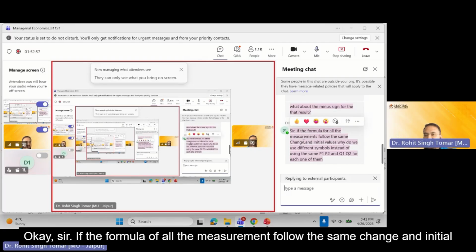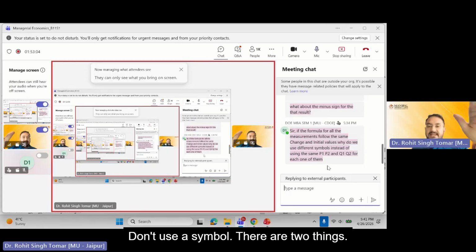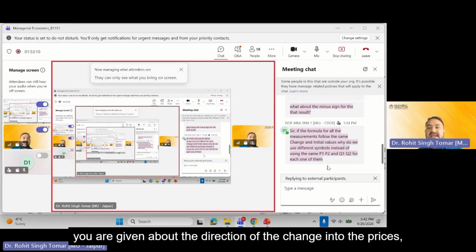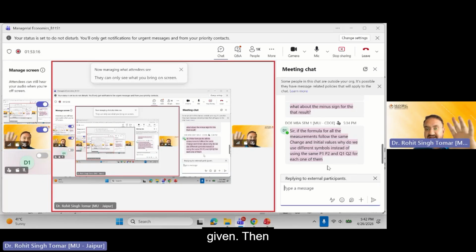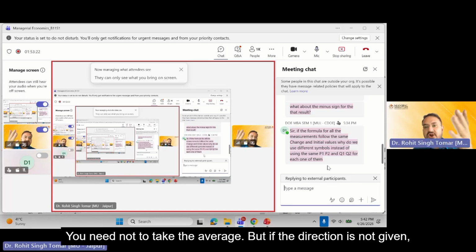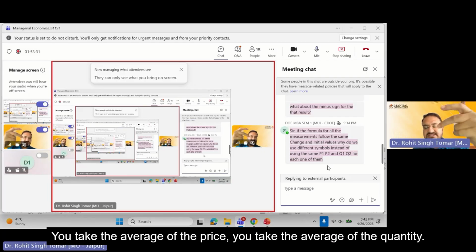Okay, sir, if the formula of all the measurements follows the same change and initial value, why use different ones? It hardly matters. Don't use a symbol. There are two things. However, it matters. Let me tell you. If the direction of the change in prices is given, then you can choose the point elasticity formula. You need not take the average. But if the direction is not given, you should use the arc elasticity formula just to negate that effect. You take the average of the price, you take the average of the quantity.